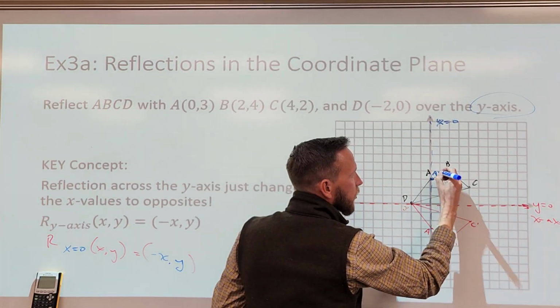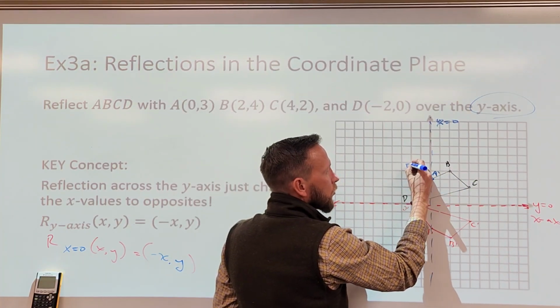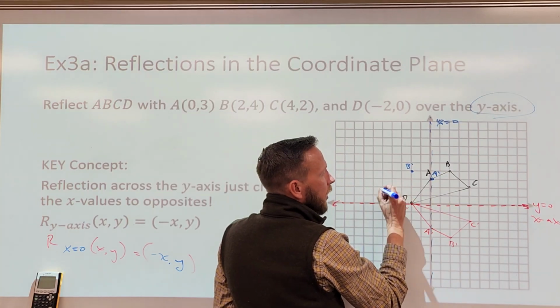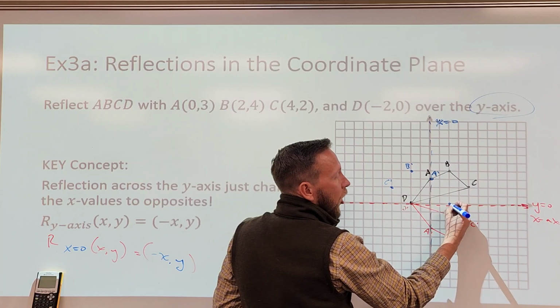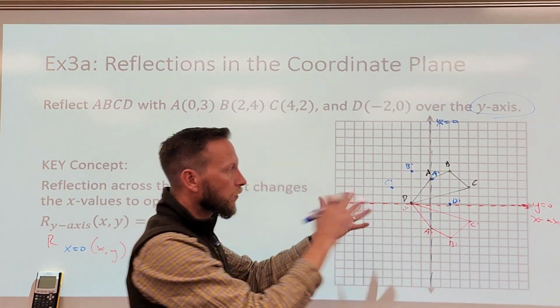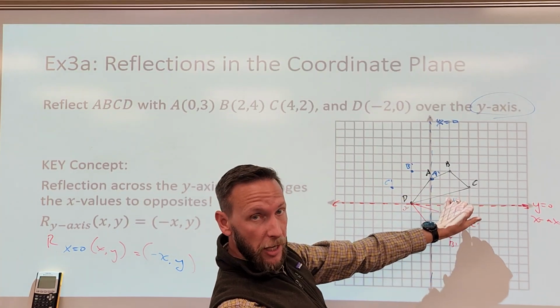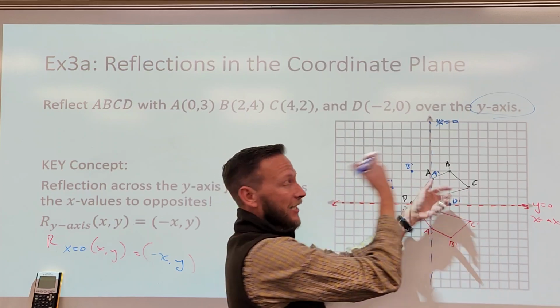Our A prime is going to be in the same place. B is 2 spaces away, so we're going to go 2 spaces to the left. C is 4 spaces away, so we're going to go 4 spaces to the left. D is 2 spaces away, but we're going to go 2 spaces on the other side, all right? So this is on the left side, I've got to move it now to the right side. I'm not moving it horizontally. I'm reflecting it, all right?